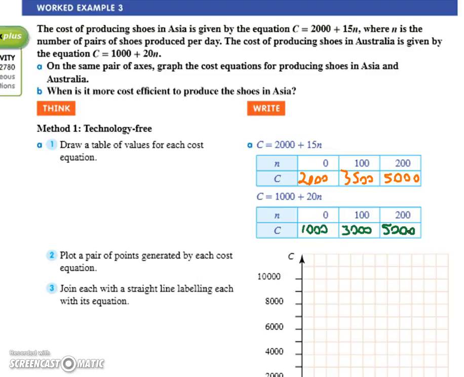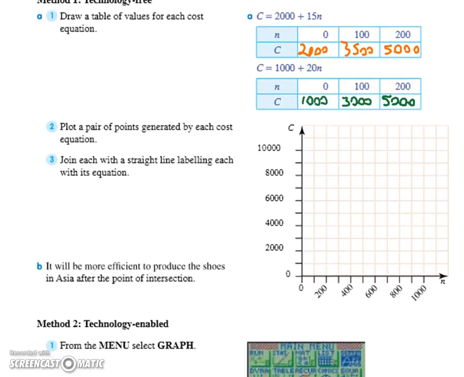Before we graph it, do you guys know how we got these? Okay. Just substitute it in. So 15 times 100 is 1,500, plus 2,000 is 3,500. 15 times 200 is 3,000. All right. Now you have to plot the points.